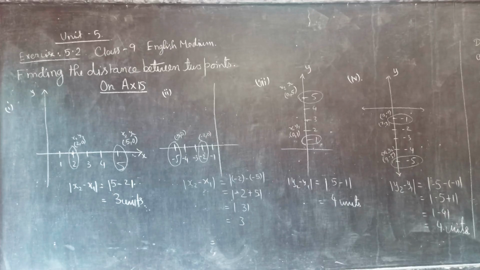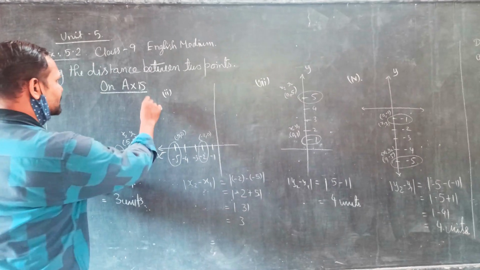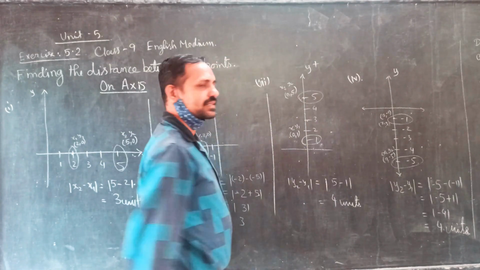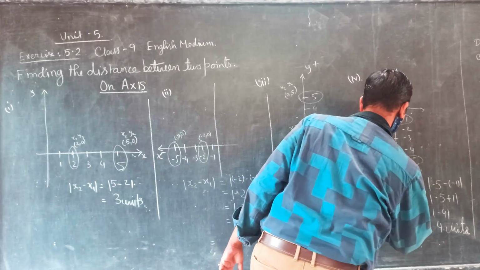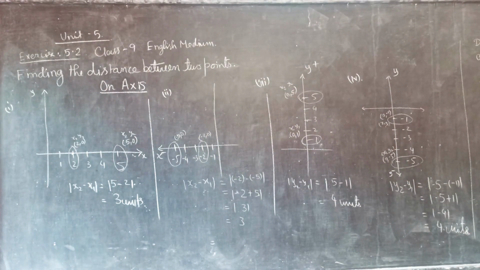So the points lie on the axis. As you can see, there are 4 possible ways the point can lie on the axis. Those are positive x-axis, negative x-axis, positive y-axis, negative y-axis. There are 4 ways if the point is lying on the axis. So we'll see one by one.